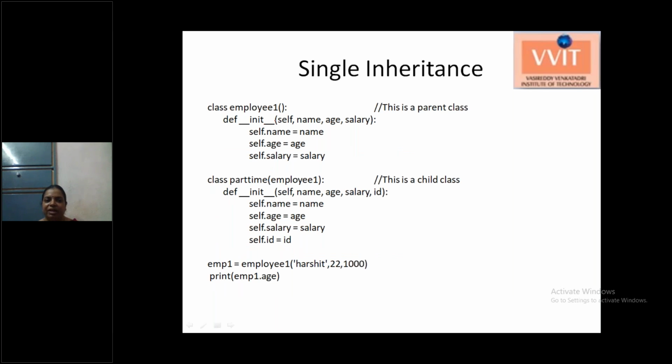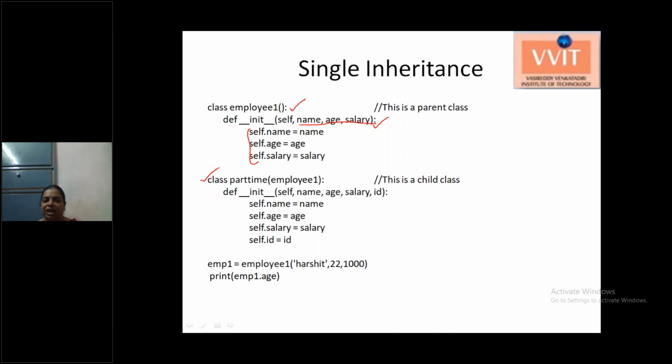Here is an example for the single inheritance. Employee1 is the class. It has a constructor with self, name, age and salary as the parameters. Self.name equals name, self.age equals age, self.salary equals salary. Here we are creating three public variables, name, age and salary, and assigning our parameter values to them.